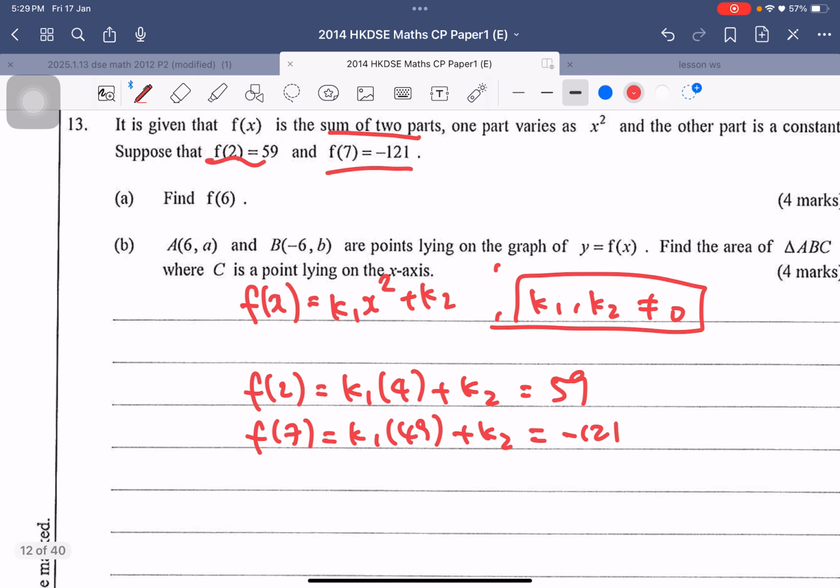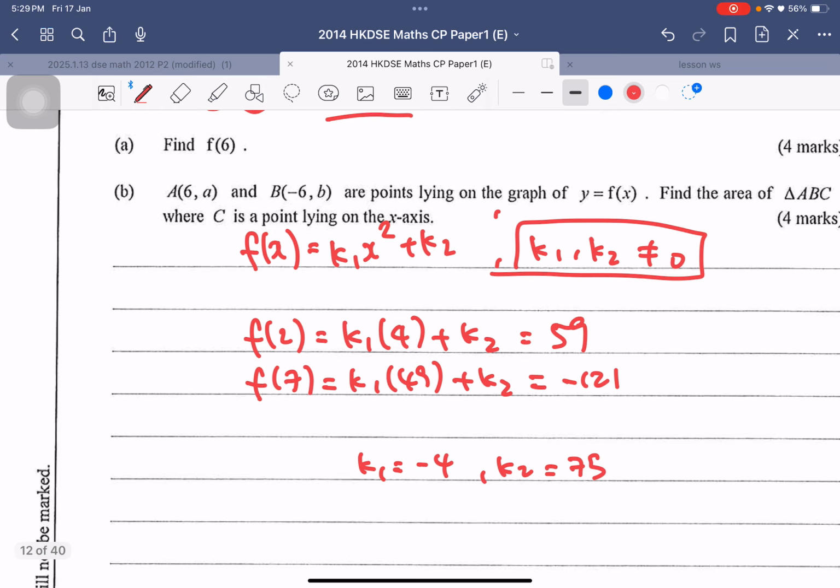Use your simultaneous equations. I have k1 is equal to negative 4. So k2 is equal to 75. Is this correct for the others? Yep, okay. So we can say f(x) is equal to negative 4x squared plus 75.